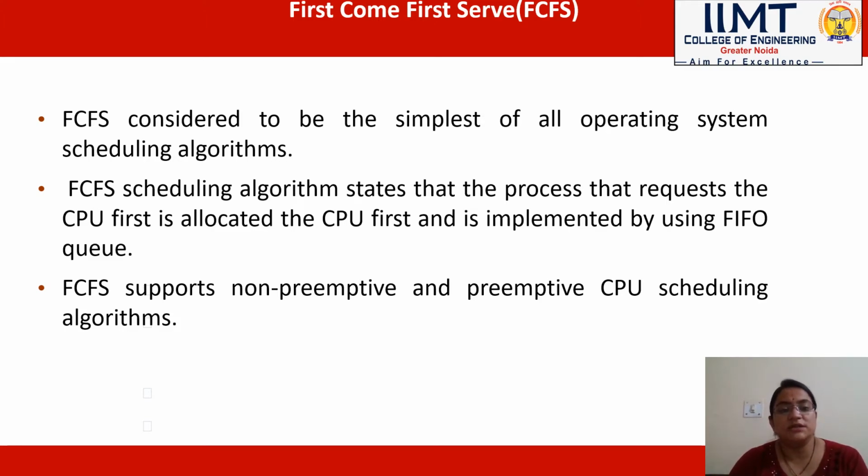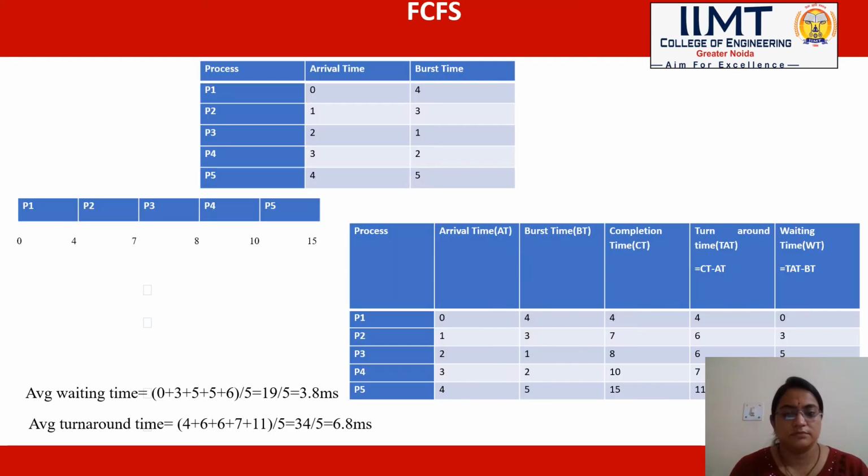First come first serve is considered to be the simplest of all operating system scheduling algorithms. The first come first serve algorithm states that the process that requests the CPU first is allocated the CPU first, and it is implemented by using a FIFO queue. FCFS supports non-preemptive and preemptive CPU scheduling algorithms.